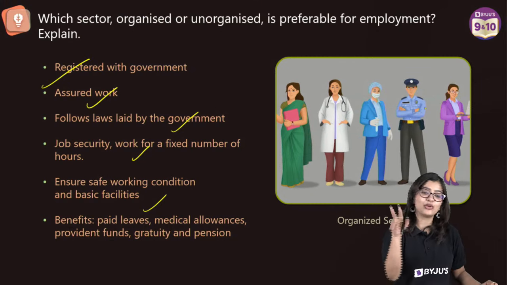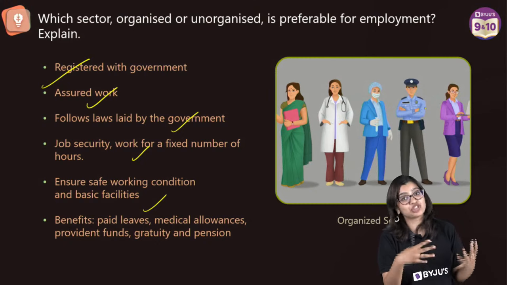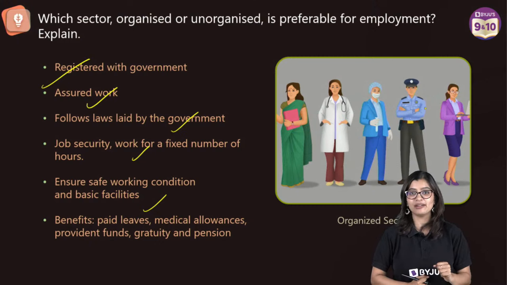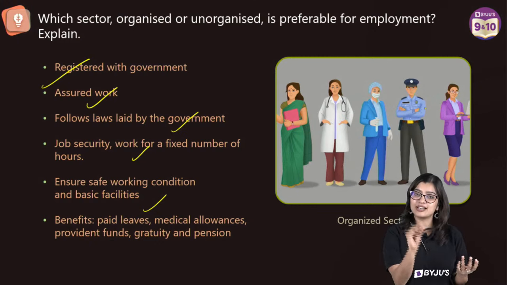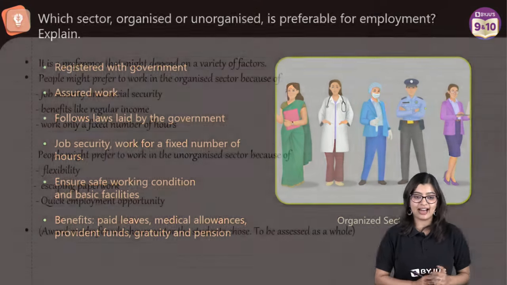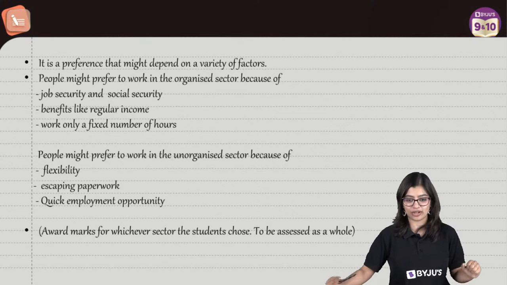But now, you know what they have done in the marking scheme. In the marking scheme, CBSE has considered that if my children want to write that the unorganized sector is preferred for employment, they have given the answer for that also. Ideally, if you write the organized sector, it is the easier choice. But there are some very smart people who may think, no, ma'am, I want to write unorganized sector.